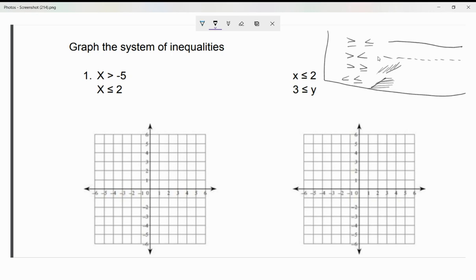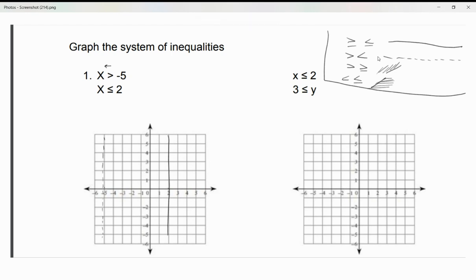Okay, x equals negative 5. Negative 5 is right here, right? And since there's no line underneath the inequality, it's going to be a dotted line, like that. Okay, and for this one, it starts at 2, right? But this one has a line underneath the inequality, which is the less than or equal to, so this will be a full line, not a dotted line like negative 5.